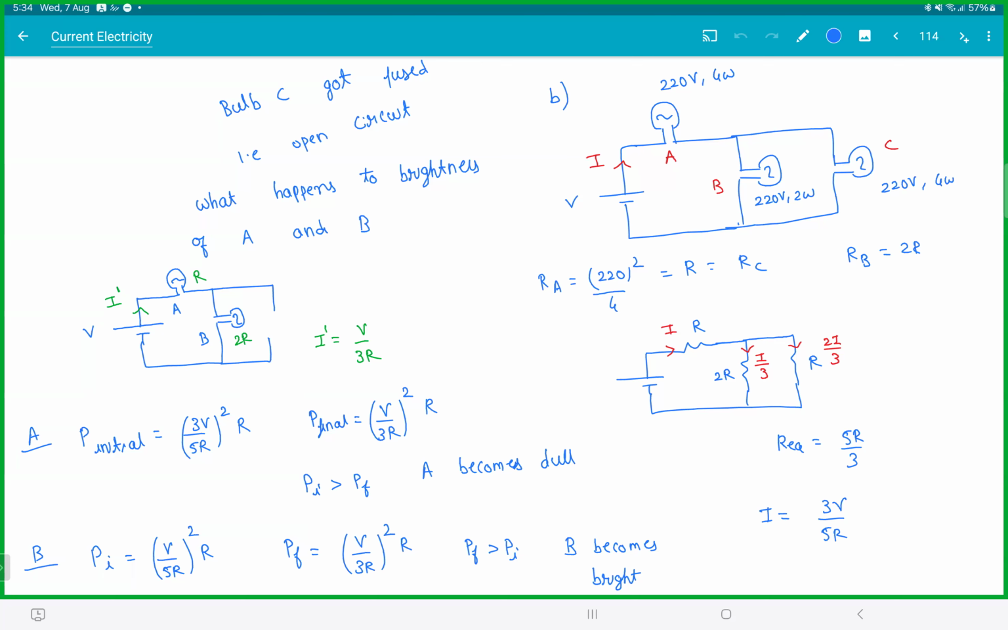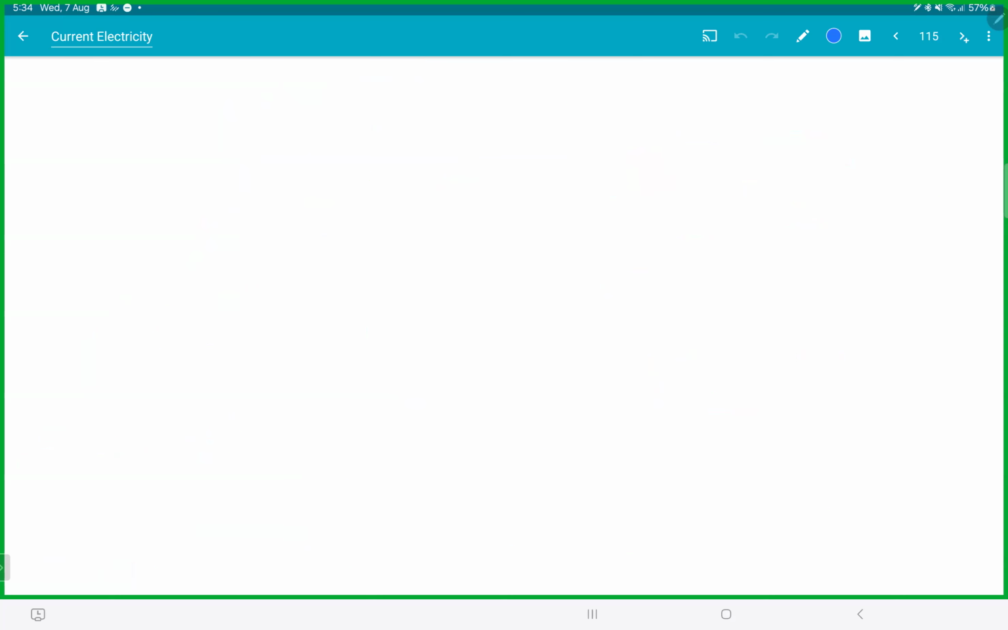Anyways, so the last thing we did was bulbs. Next thing, there's a small concept called fuse. So what's a fuse? It's a safety device.